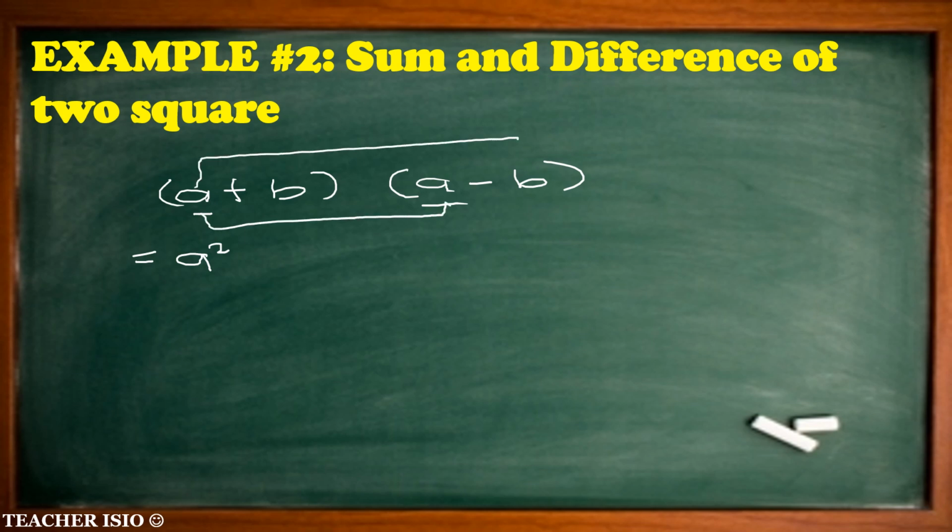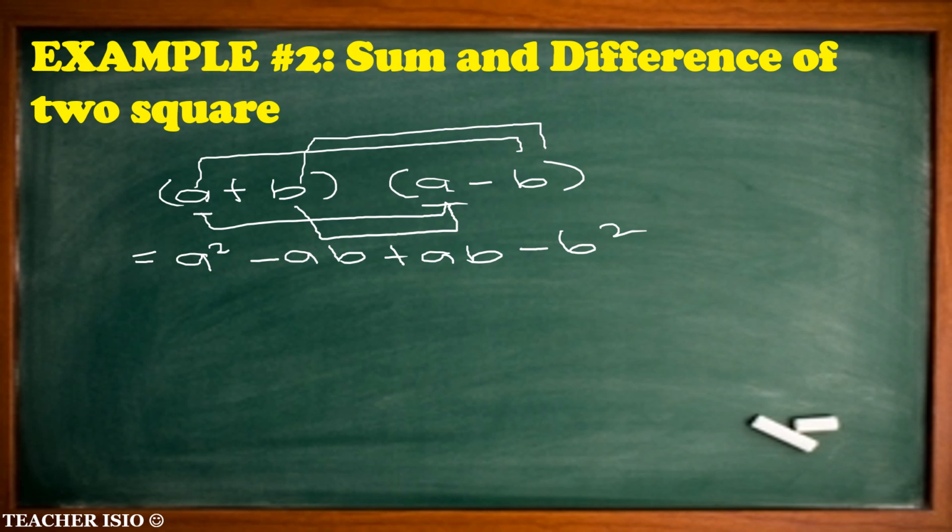A times negative b, we have negative ab. B times positive a, we have plus ab. And then let's have now the last term. B times negative b, we have negative b squared. So, let's continue. We have a squared.